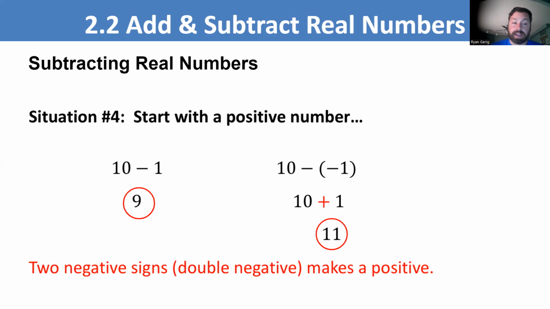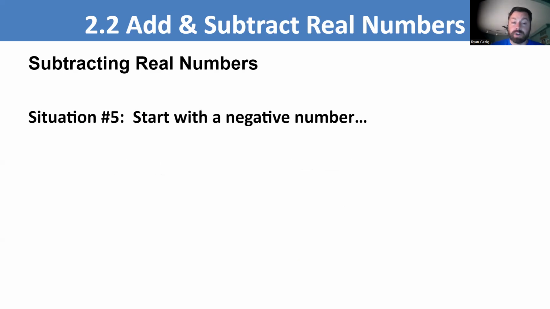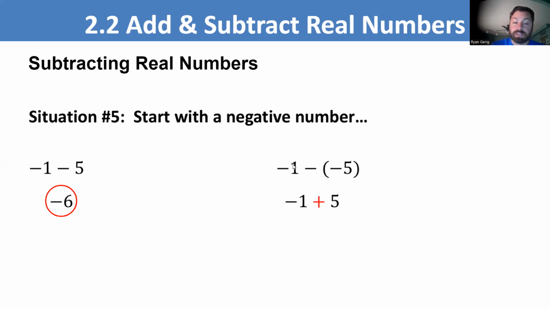Now, what happens if we start with a negative number? There's two negative signs there, but they're not back to back. They're separated by a number. This is not a positive. -1, and I take away 5 more. So if I owe $1 and then I take away $5, I owe $6. What if I start with a negative and subtract a negative? Well, that's a double negative. So I'm not subtracting, I'm adding, but I have to leave the first number the same. So it's -1 plus 5, which is 4. And that is adding and subtracting real numbers.